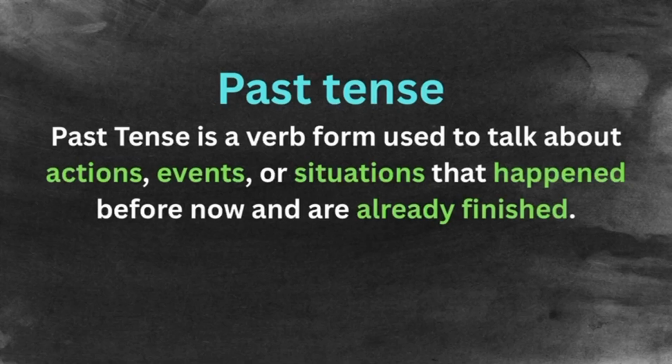Welcome to my video. This is the second class of tense. Past tense. Past tense is a verb form used to talk about actions, events, or situations that happened before now and are already finished.